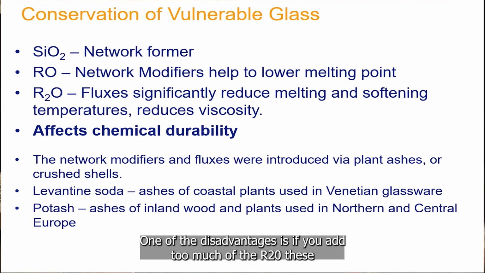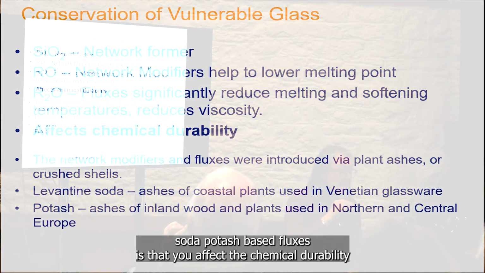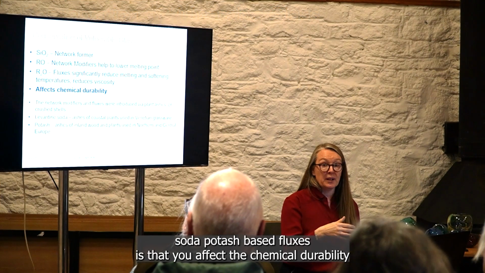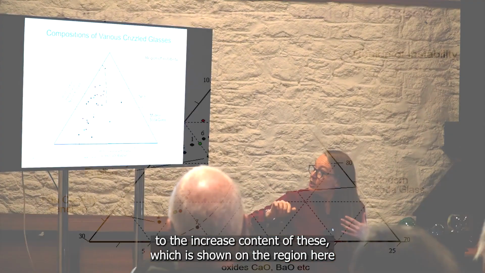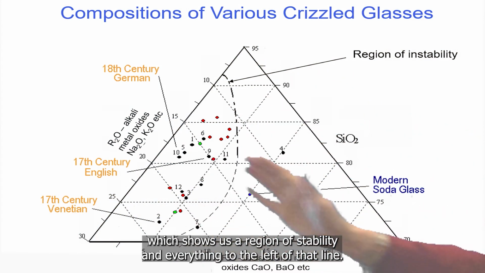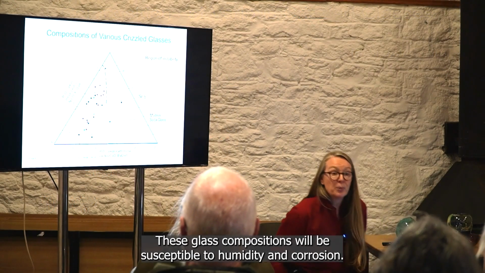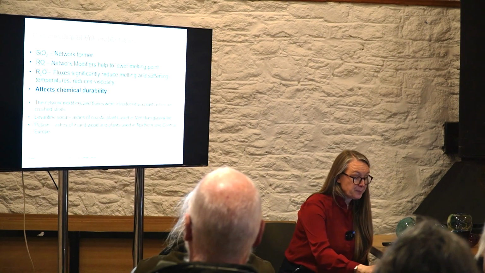One of the disadvantages is if you add too much of the R2O, these soda potash-based fluxes, is that you affect the chemical durability, and it's the increased content of these, which is shown on the region here. So we've got this line, which shows us a region of stability, and everything to the left of that line, these glass compositions will be susceptible to humidity and corrosion.